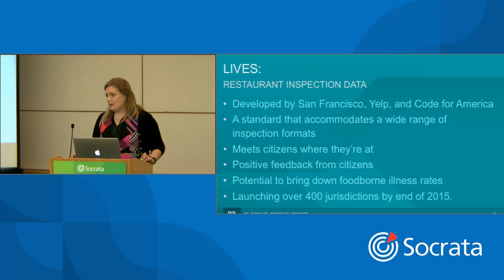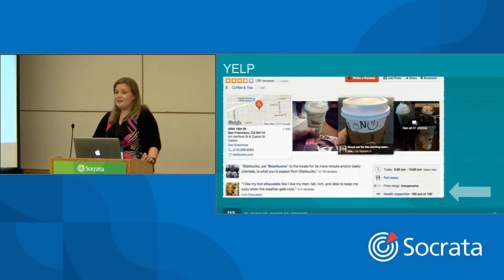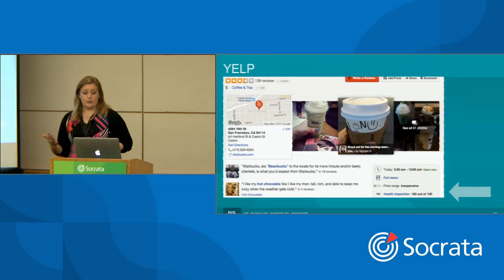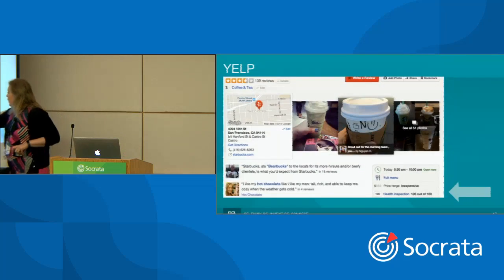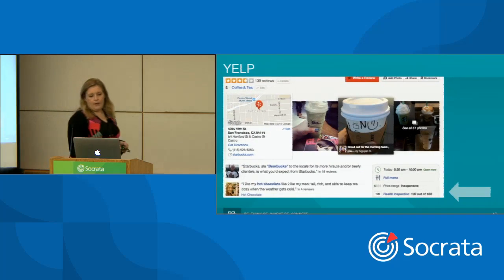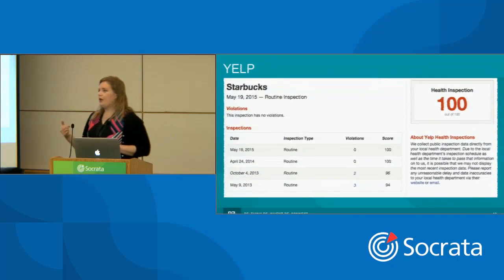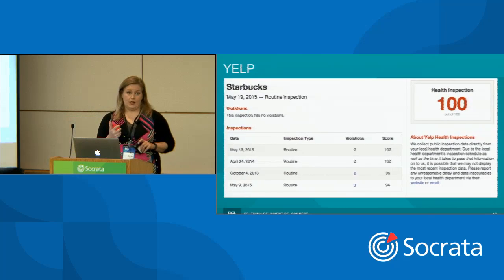Since 1 in 6 Americans gets foodborne illness every year, I think that this is a very valuable piece of work. And Yelp is ingesting this data from all of our customers that have launched LIVES and have restaurant inspection scores. They currently have that data in their health inspection section, as you can see, and then a citizen can click through to drill down into the violations. And we've used a relationship with Yelp to both improve the data standard and improve the presentation of this data. So both critical and non-critical violations are shown instead of just general violations that are shown currently.